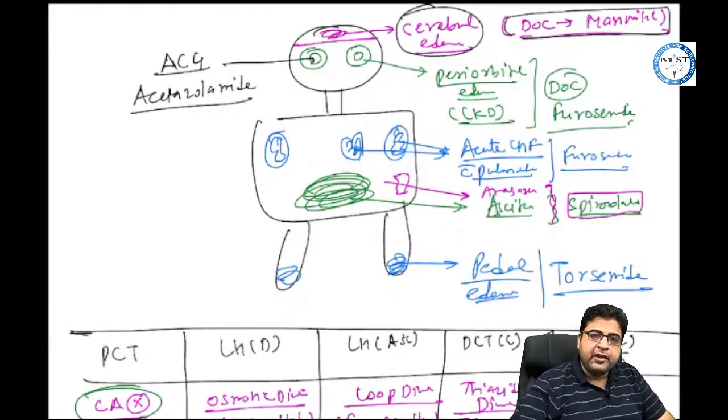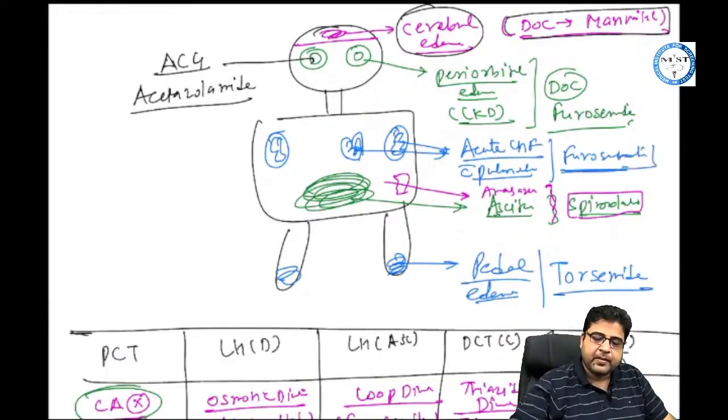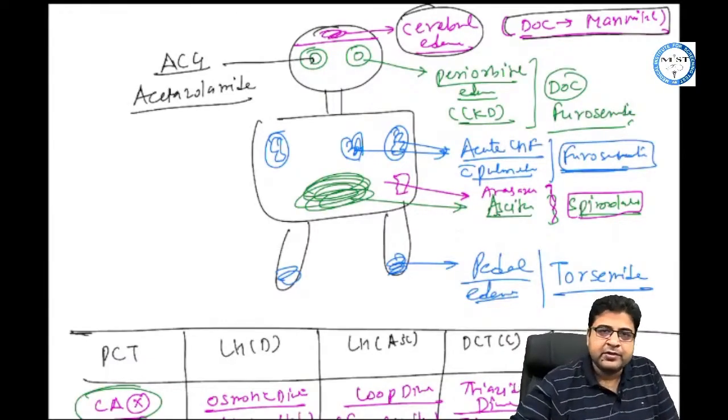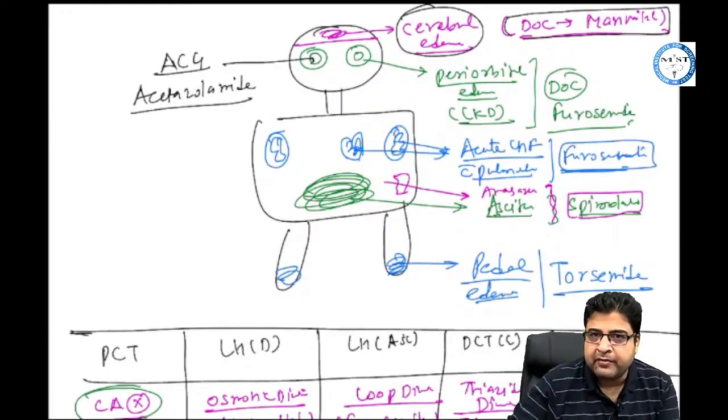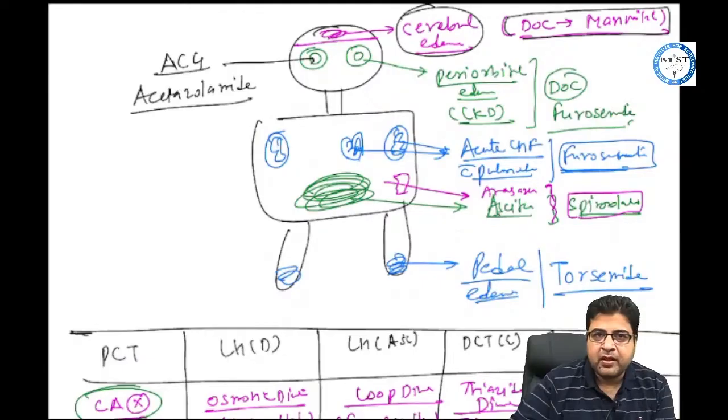But we have periorbital edema, edema around the eyeball, around the eye, that is CKD associated edema. Furosemide is the drug of choice. For acute CHF with pulmonary edema, furosemide is the drug of choice.